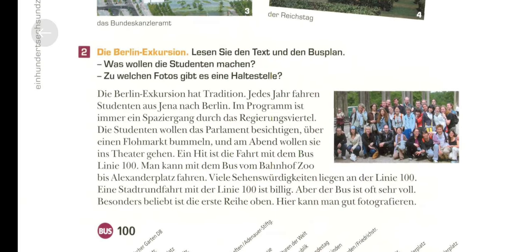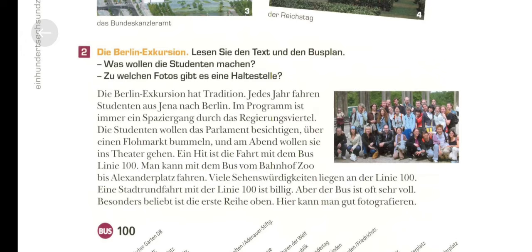Die Berlin Excursion hat Tradition. Jedes Jahr fahren Studenten aus Jena nach Berlin. So they are saying the Berlin Excursion has a long tradition. Every year students from Jena go to Berlin. Im Programm ist immer ein Spaziergang. They are saying Spaziergang means to go for a walk. Spaziergang durch das Regierungsviertel. The program always includes a walk through the government district.